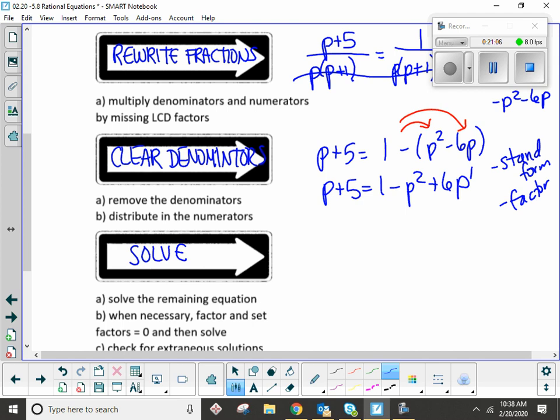Okay. So to move all that stuff on the left over, you just do the opposite of whatever's going on right now. So it's minus p minus 5 to both sides. So this gives me 0, negative p squared, 6p and negative p is a 5p. And then negative 5 and 1 is negative 4.